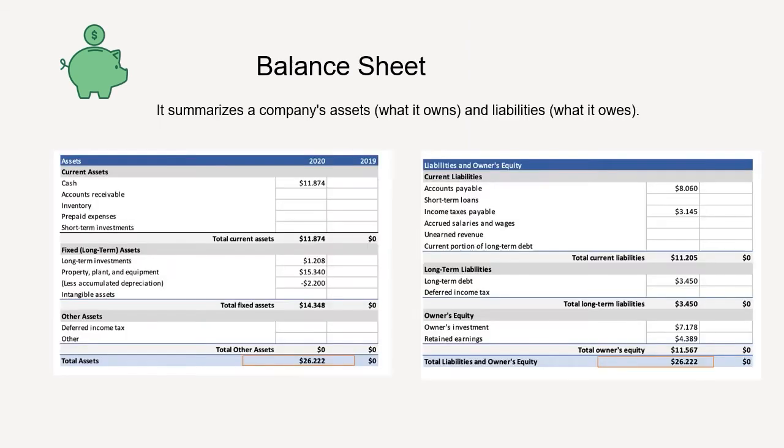Balance sheet. The balance sheet is a very important financial statement that summarizes a company's assets, what it owns, and liabilities, what it owes. A balance sheet is used to gain insight into the financial strength of a company. You can also see how the company resources are distributed and compare the information with similar companies.